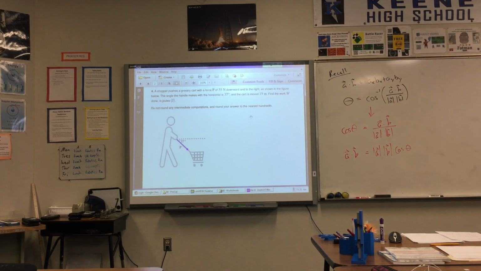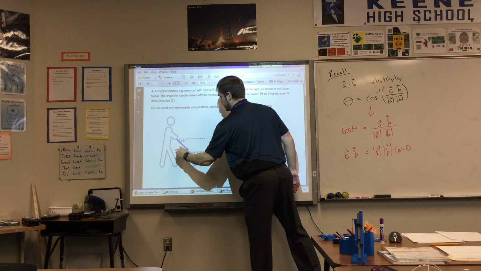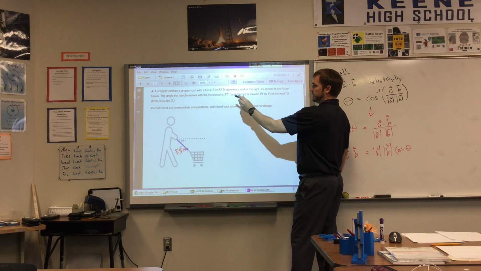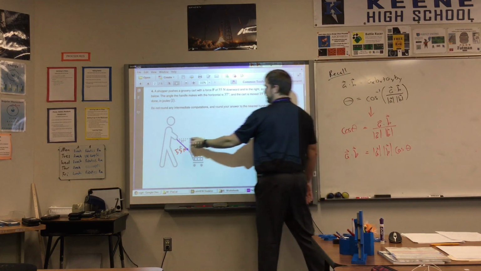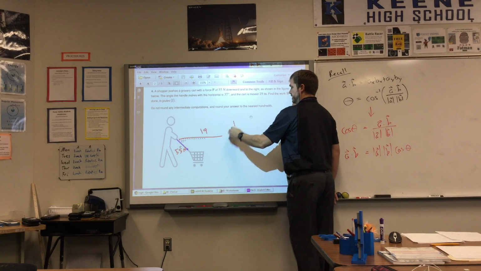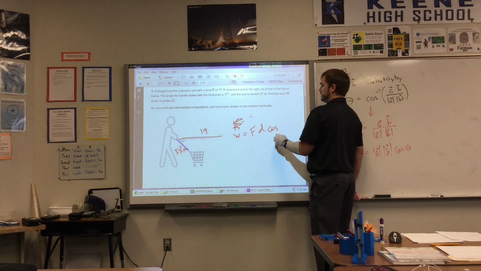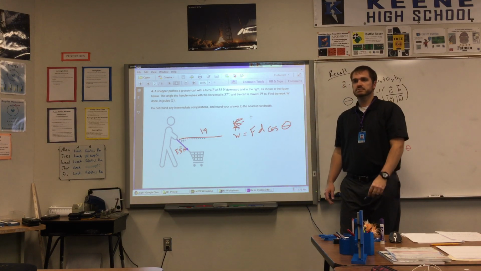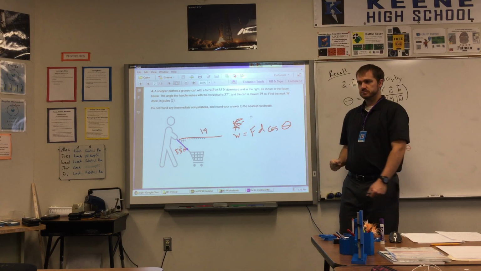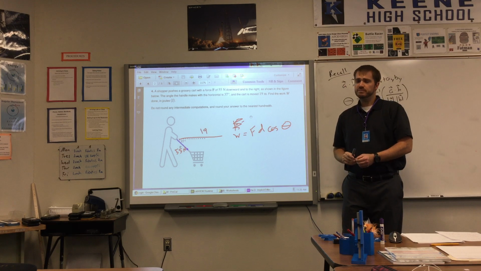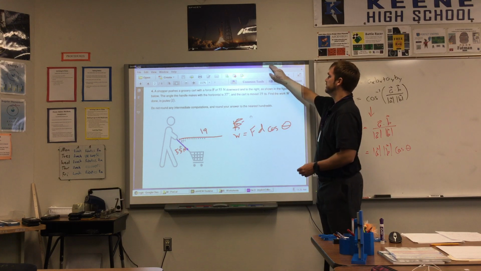A shopper pushing a grocery cart with a force of 55 newtons down to the right, shown in the figure below. The handle makes an angle of 37 degrees with the horizontal, and the cart moves 19 meters. So you're telling me that all I have to do is multiply those two numbers and the cosine of the angle in between them? Yes. F times d times cosine theta. Got it? Great. This next problem involves a few more steps.